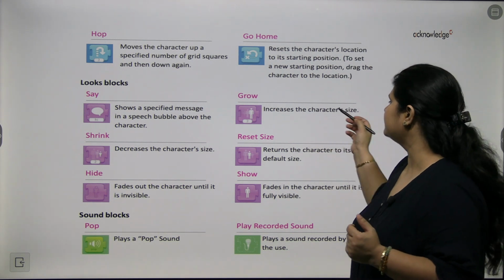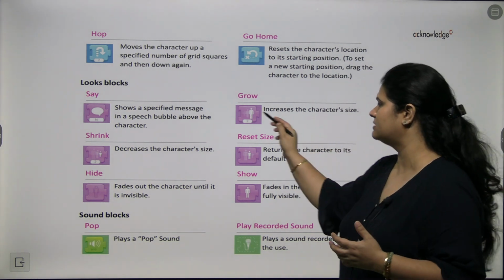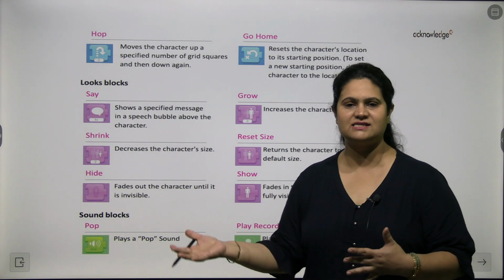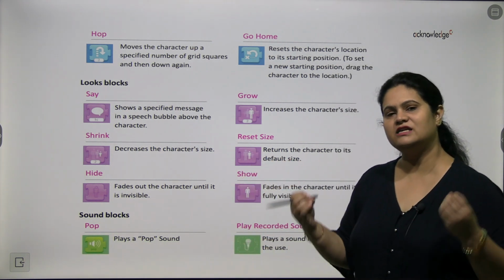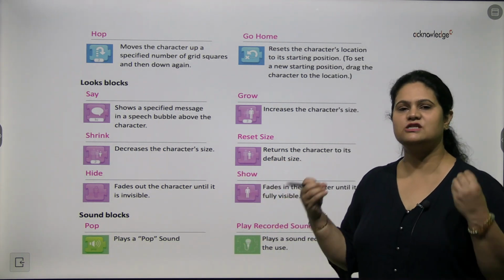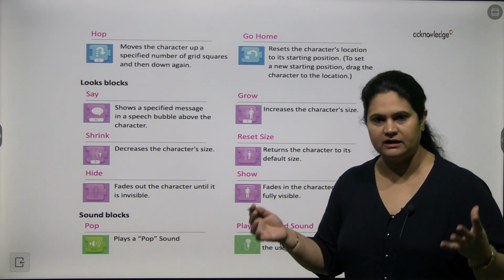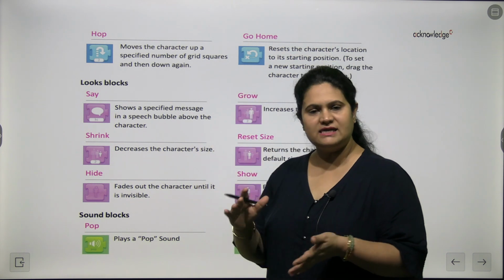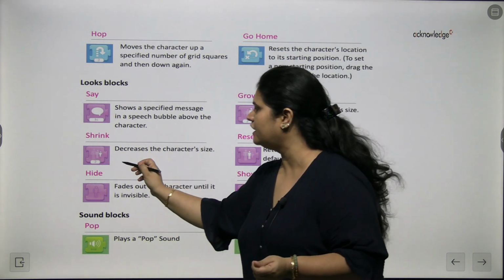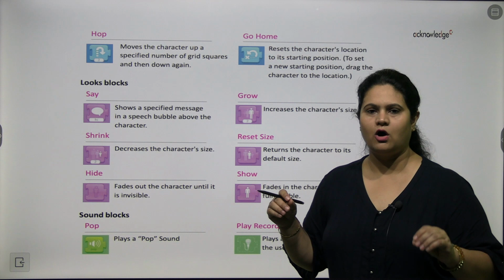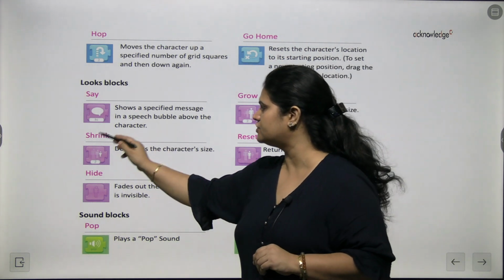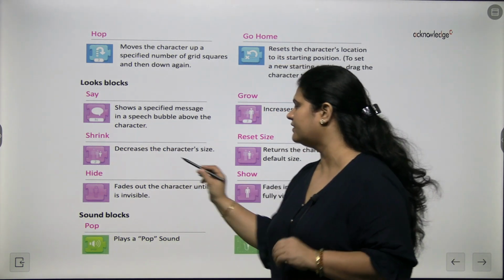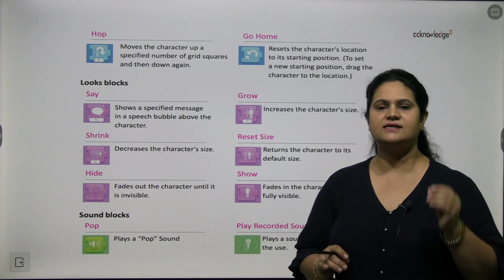Next we have the grow block. It increases the character's size. You can specify how much you want to increase the size of your character and it will magnify the size. It will grow your character bigger. Next, if you want to decrease the size of your character, you will use the shrink block. This is the shrink block and it decreases the character's size.